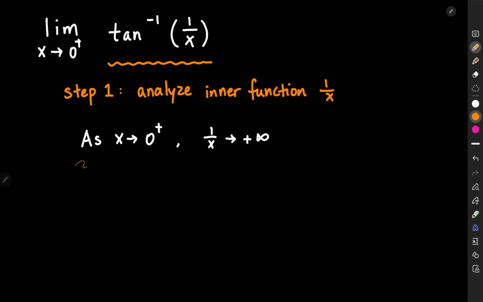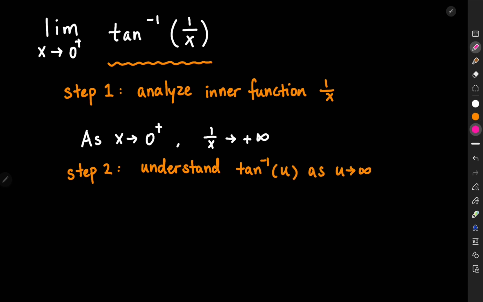Okay, for step 2, let's understand the behavior of our inverse tangent function. And you know the u here is just the 1 over x. So to avoid confusion, we're using a different letter u instead of x here. And to make it more clear, let me graph the inverse tangent function here.